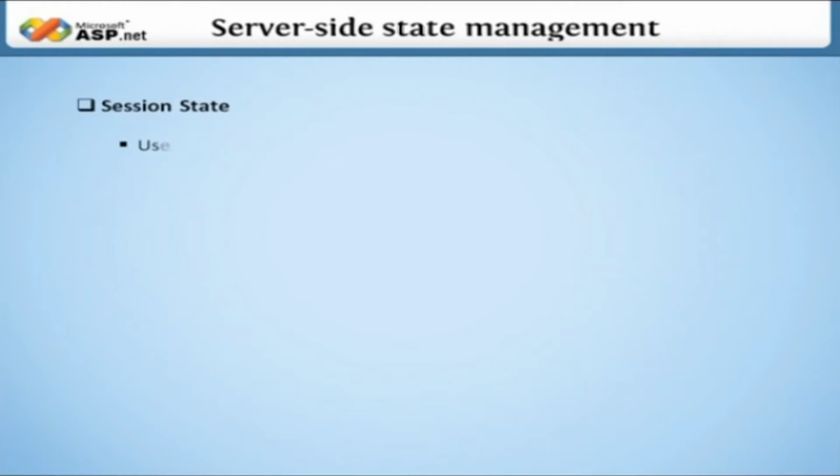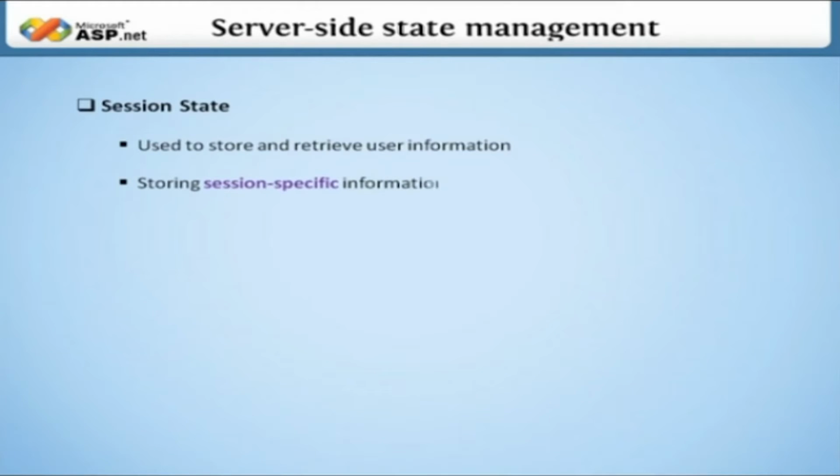Session state is used to store and retrieve user information as a user navigates from one page to another in an ASP.NET Web Application. Session object can be used for storing session-specific information that needs to be maintained between server round trips and between requests for pages. The data to store in session state variable is short-lived and sensitive data that is specific to an individual session.